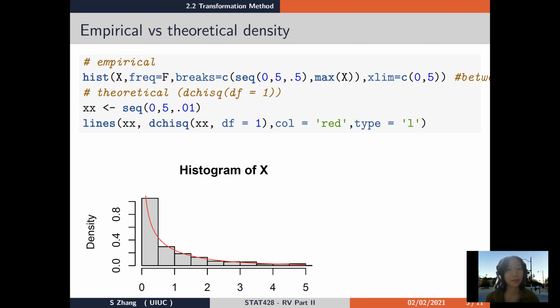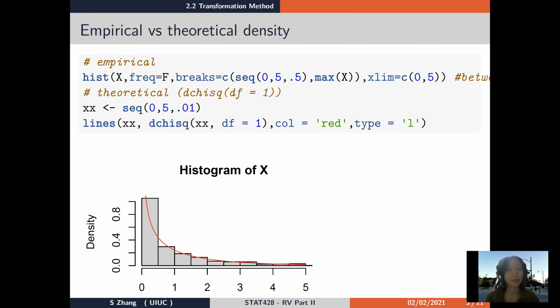Again, let's first graph the histogram of x, which are the samples that we have obtained. Freq equals F in the case that we want to draw the density. And then here you can see that I plug in some additional arguments. This is because if we do not restrict the range of the x-axis, the chi-square random variables, which our x is here, can actually stretch out quite far. So let's say that we only want to plot it for values between 0 and 5, which probably accounts for the vast majority of the possible values.